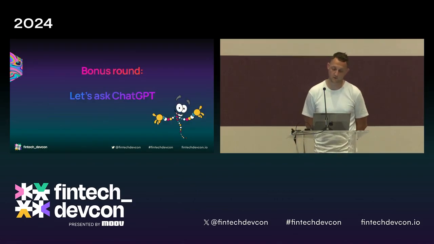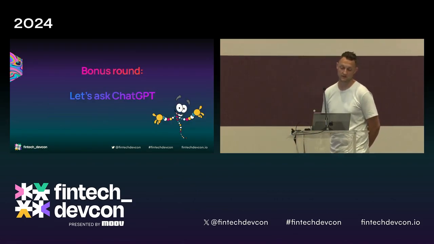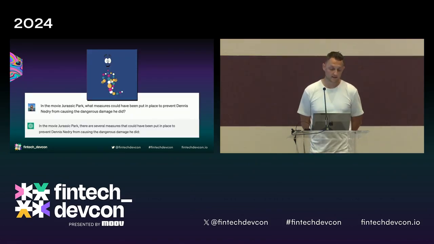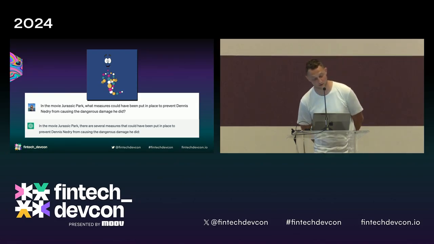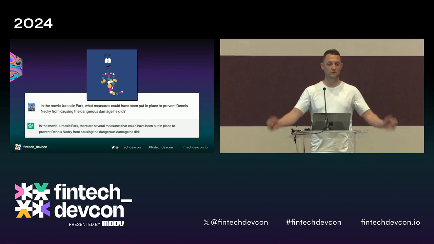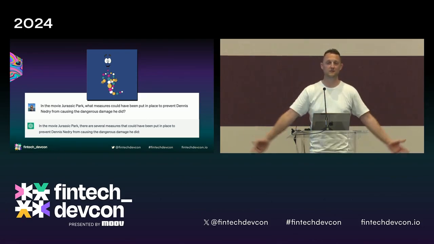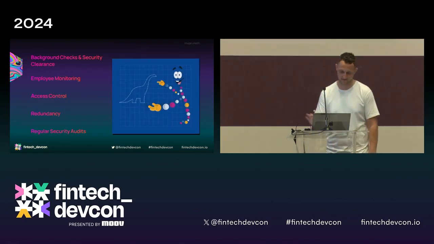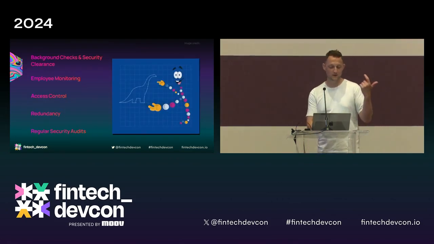And as a lovely bonus round, I thought I would ask ChatGPT on the very real problem of avoiding Jurassic Park's downfall. So I asked it what measures could be put in place to prevent Dennis Nedry causing the damage he did. But before I reveal the answers ChatGPT suggested, would any of you smart room of developers like to shout out any ways which you yourself would have prevented Jurassic Park? Just lives at risk. Nope. Okay, fair enough.